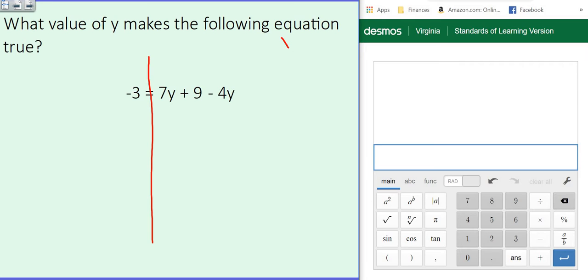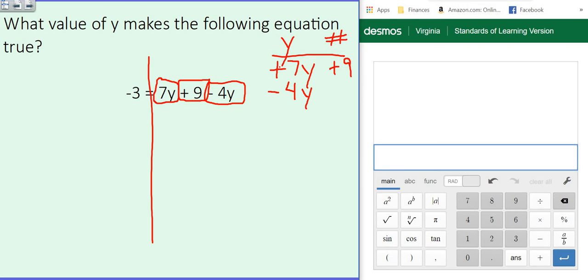So I'm going to come over here and say, all right, I've got a y family and I've got a number family. This first one here is a positive 7y. The second term here is a positive 9. And this last term is a negative 4y. So I'm going to bring down my negative 3 equals, and then I'm going to put my families together. So I'm going to start by taking a positive 7 minus 4. That leaves me with 3 y's. That's what I got here when I put them together. And of course, I don't have any numbers except the positive 9, so I just bring that down.